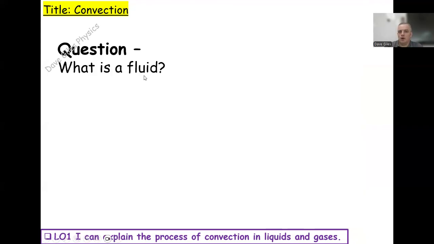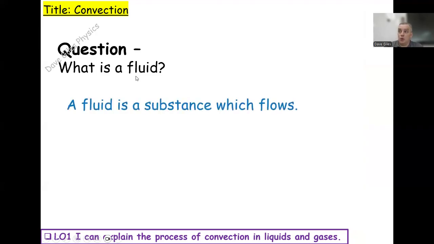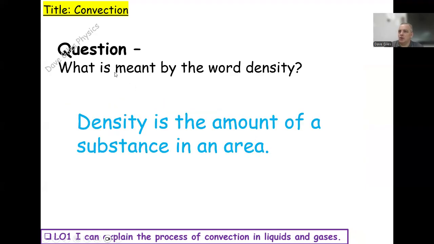So convection occurs in fluids. So first question is, what is a fluid? It's a substance which flows. So they are gases and liquids. And we're going to look at what density is. So it's the amount of a substance in an area. Okay, so that is from previous learning back in P1. So density is the amount of substance in an area.